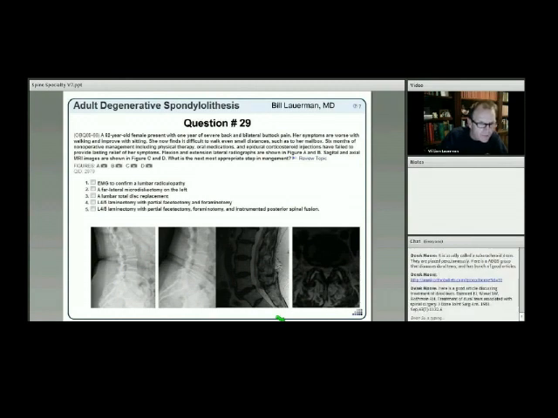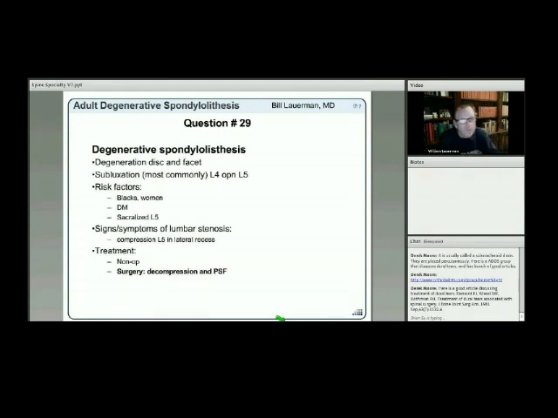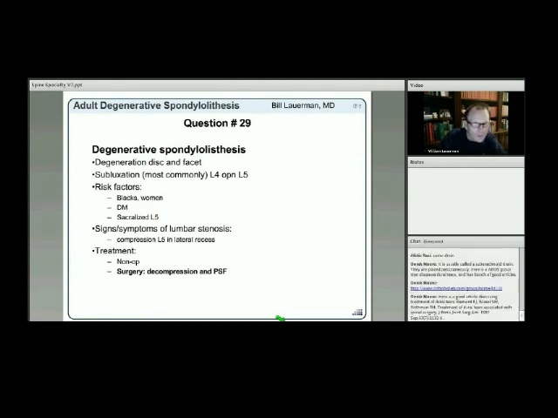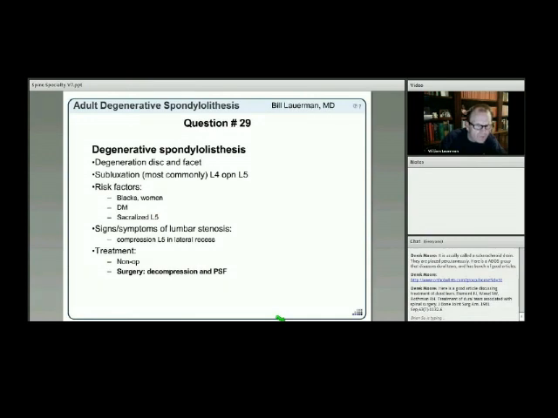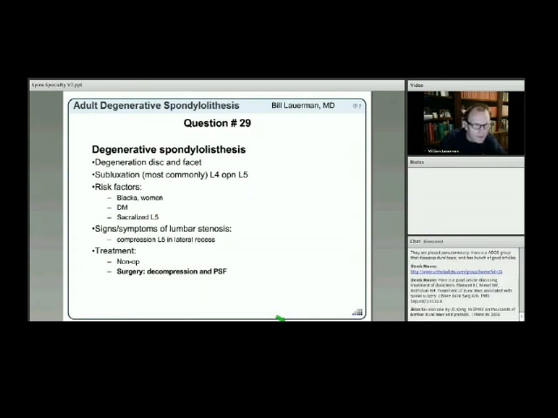So she has a degenerative spondylolisthesis at L4, L5 here, a partially sacralized L5, and a moderate degree of stenosis. Degenerative spondylolisthesis occurs because of degeneration of the disc and facet. The subluxation usually is of L4 relative to L5. Risk factors include blacks, women, people with diabetes, and oftentimes you see people with a sacralized L5. They present with signs and symptoms of lumbar spinal stenosis, and at the L4, L5 level, you get compression of the traversing L5 nerve root in the lateral recess. So in degenerative spondylolisthesis, the stenosis is most dramatically lateral recess stenosis.